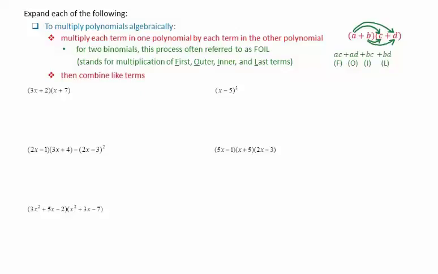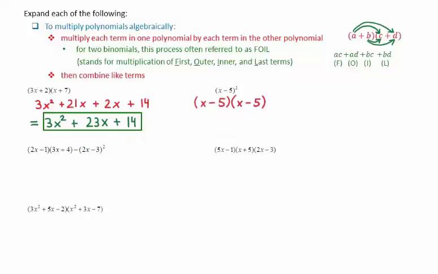For the first question, 3x plus 2 times x plus 7. 3x times x gives 3x squared. 3x times 7, 21x. 2 times x, plus 2x. And then 2 times 7, we get plus 14. Here we have to combine the two middle terms, the 21x plus 2x, to get 23x. 3x squared plus 23x plus 14.